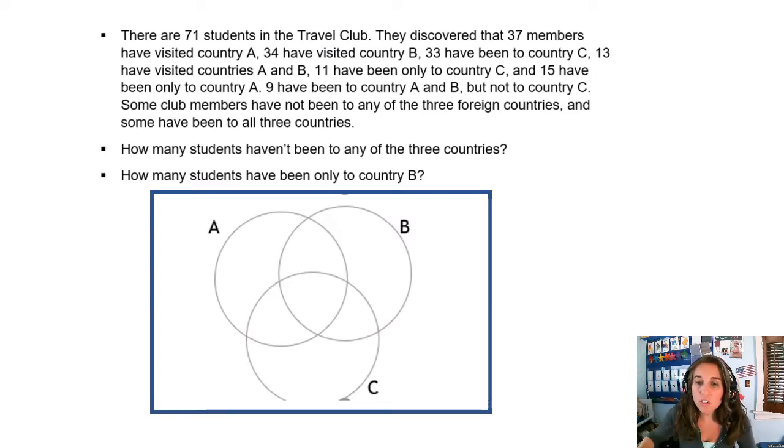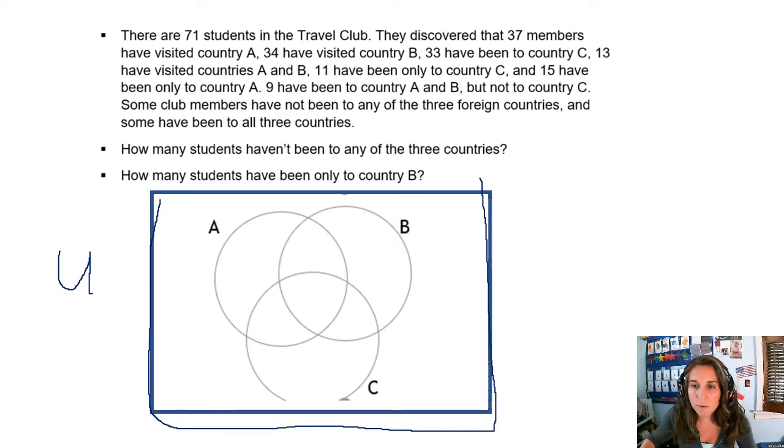There are 71 students in the travel club. So that means in my universe here in this blue rectangle, my universe is students in the travel club, okay? So there's 71 of them. So the number of students in my universe is 71. That's what we're saying, okay?